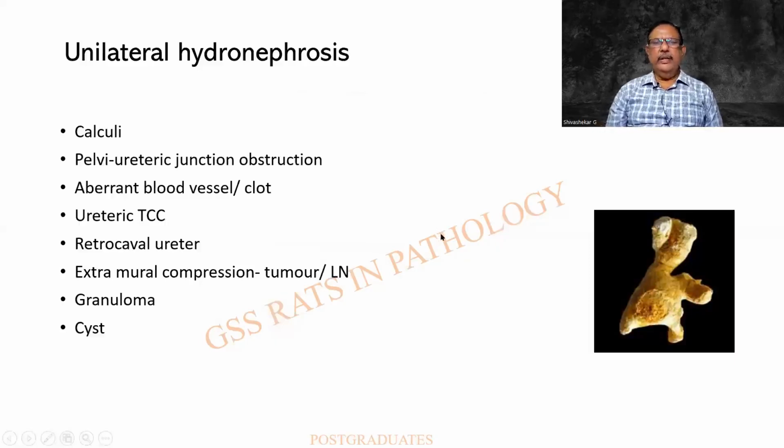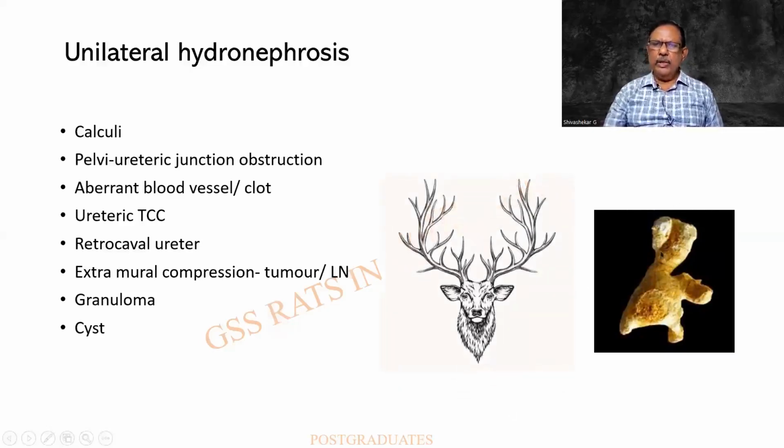Hydronephrosis, just like pyelonephritis, can be unilateral or bilateral. Unilateral in the sense when there is obstruction only on one side. Calculi, obstruction of the pelviureteric junction, aberrant blood vessel, ureteric tumor within one ureter, retrocaval ureter, and extramural compression by a tumor, lymph node, sometimes in pregnancy, granuloma, cyst. These are all some of the causes for unilateral hydronephrosis. This entire list I would like you people to kindly buy. Be very fluent with it. And this is typically our friend, the staghorn calculus. So it is a cast of the pelviocalyceal system.